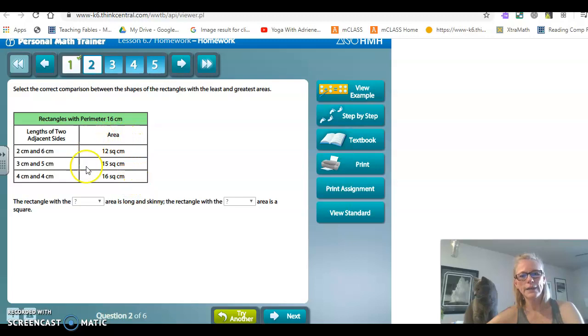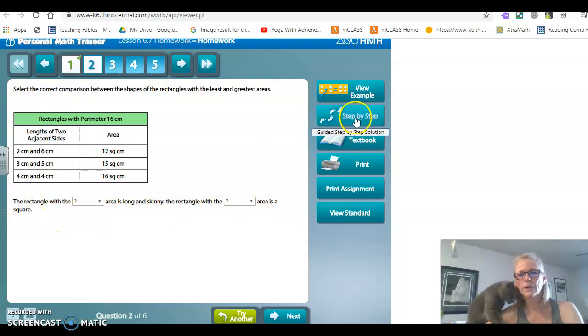Also I wanted to highlight with you, area is always labeled square and then the unit of measurement. Many of you are not labeling your answer. In 4th, 5th, 6th, and on up to high school, if your answers are correct in the measurement but not labeled, they will be marked wrong, and I would hate to see that happen. So you're solving for the rectangle with the area that is long and skinny, and the rectangle with the area that is a square.